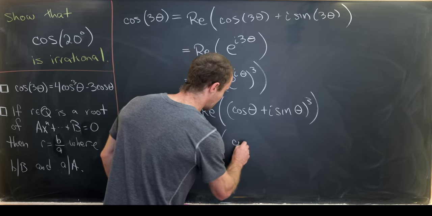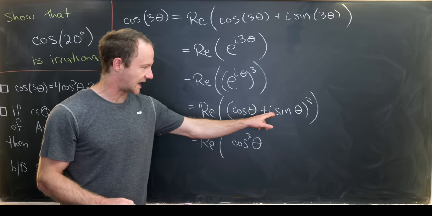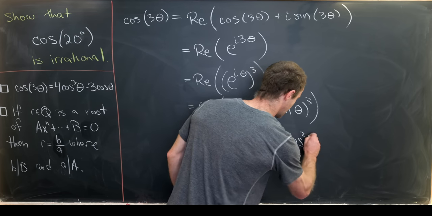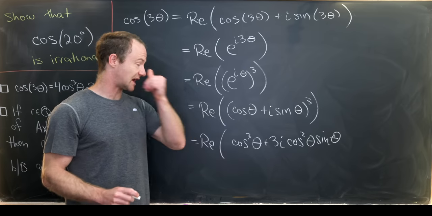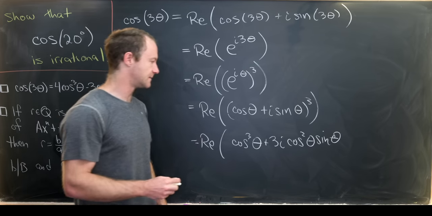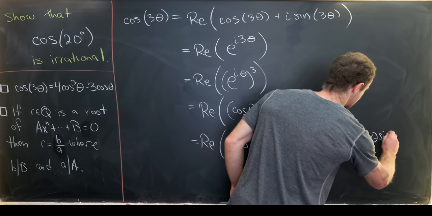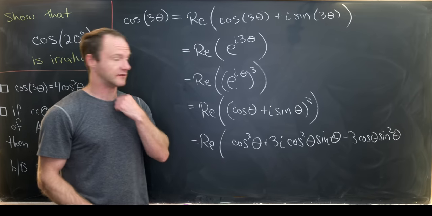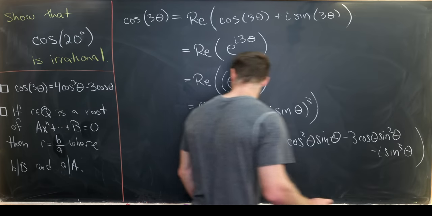We'll have the real part of cosine cubed theta, and then we'll have 3 cosine squared theta times i sine theta, so that'll be plus 3i cos squared theta sine theta. And then we'll have cosine theta times i sine theta all squared, times 3 again. So this is just from the binomial formula. That's going to give us minus 3 times cosine theta times sine squared theta. And then we'll have i times sine theta, all of that cubed, so that gives us minus i times sine cubed theta.